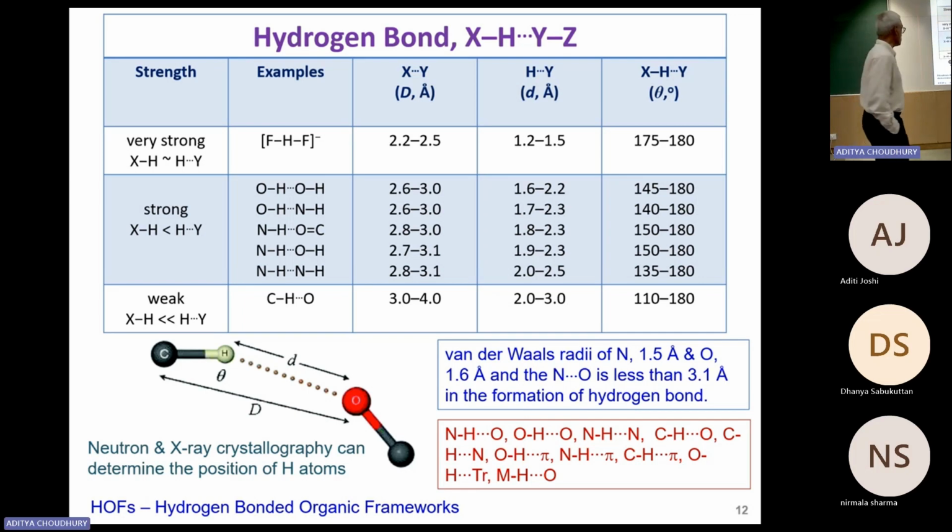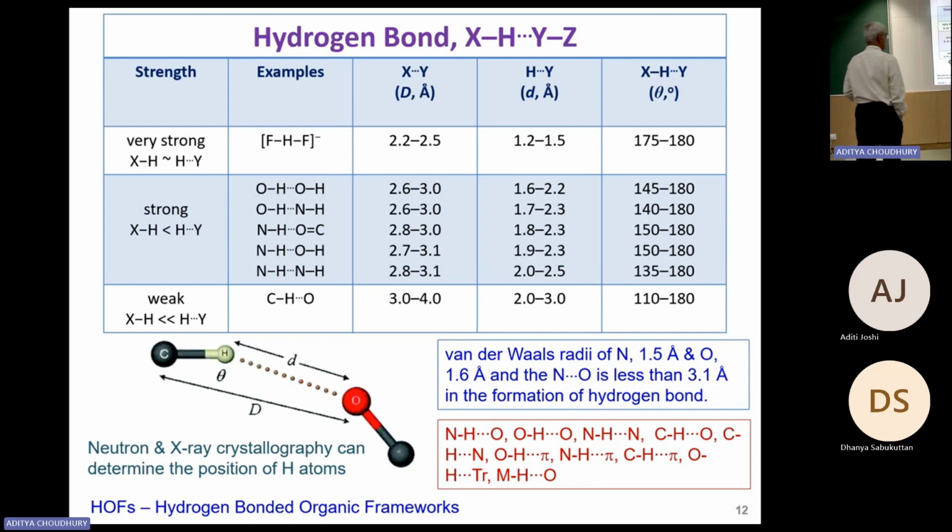We were discussing hydrogen bonds, different kinds, from very strong and strong to weak interactions. Although this is highly directional, we expect the angle to be linear, close to 180 degrees. In reality, we see less than 180 because of various other packing effects. When you have other interactions present, they try to bend a little bit.